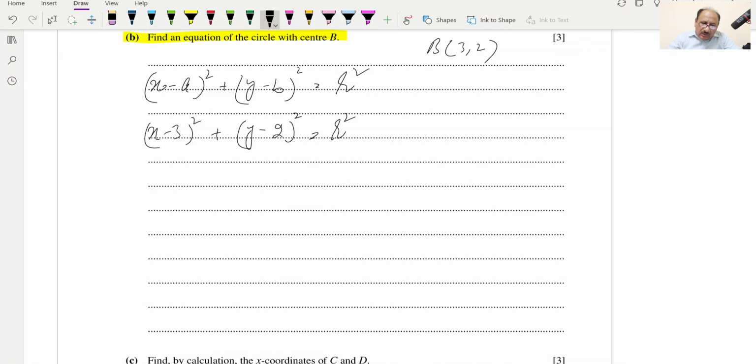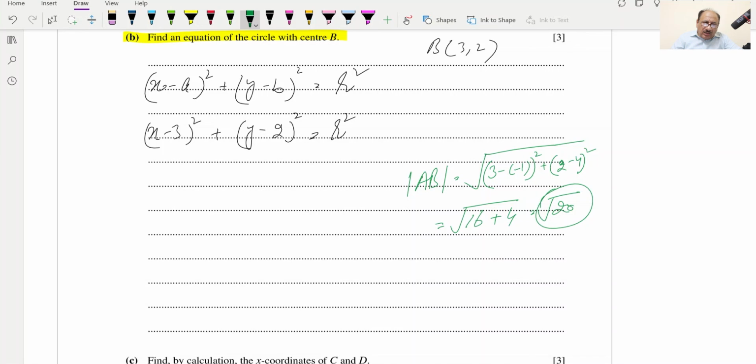We can find r, which will be AB magnitude. This will be r, and we can write it as 3 minus minus 1 squared, x2 minus x1, plus y2 minus y1, which will be 2 minus 4, squared. This will be the formula which we have applied, distance formula, and this will be equal to 4 squared will be 16, plus this will be minus 2 squared will be 4. So this one will be square root of 20. This is AB, which is the r value basically.